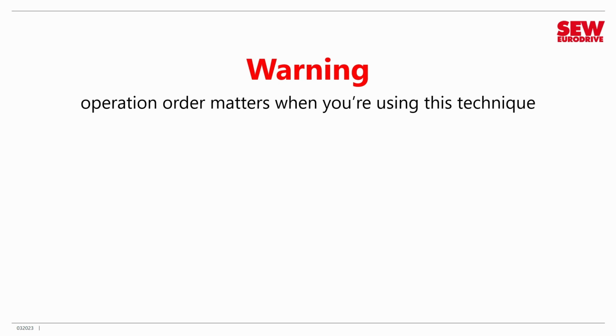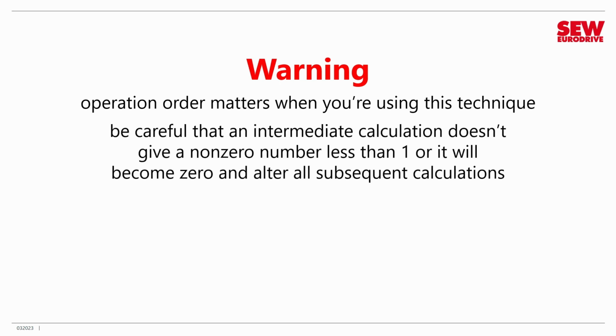Operation order really does matter when you're using this technique, because remember, you are doing integer math. If you do an intermediate calculation that gives a non-zero number less than 1, in other words, you get what would be a small fraction less than 1, it's just going to become 0. And if you drop a 0 into an equation, it's going to affect all the subsequent calculations in some way. So this can really bite you if you're not careful. So you need to sort of think ahead when you're setting this up. Let me give you an example.